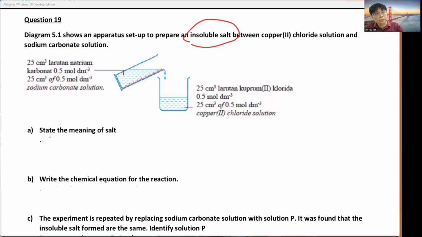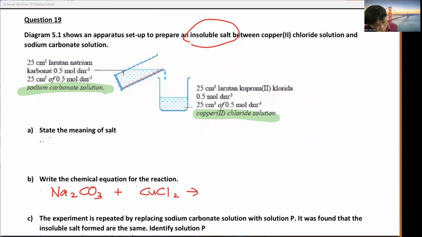So method number one is prepare soluble salt. Method number two, prepare insoluble salt. You need to give this idea, okay? So you try to write out the chemical equation. You write the chemical equation first. Sodium carbonate and copper 2 chloride. So you try to write out sodium carbonate plus copper 2 chloride, CuCl2.